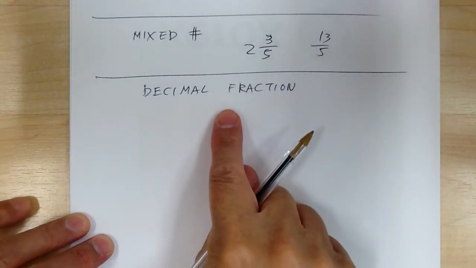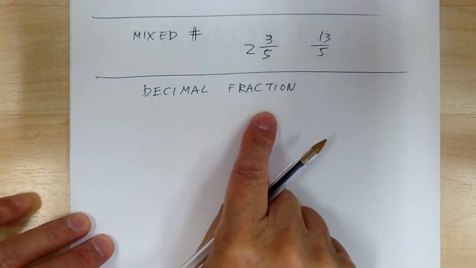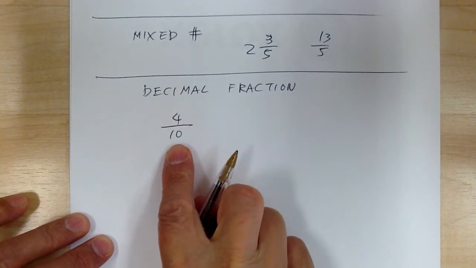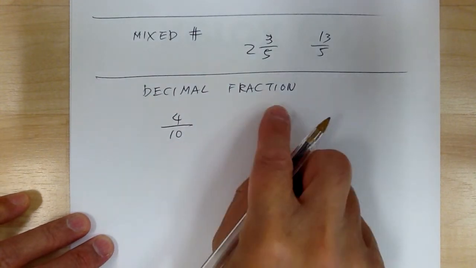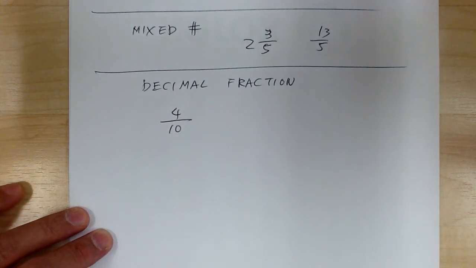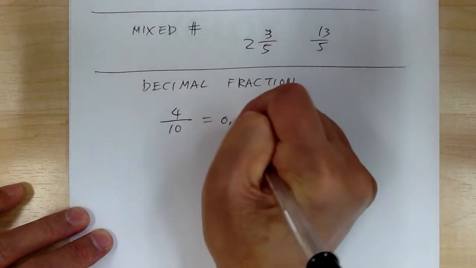Decimal fraction is a special fraction that has a denominator that is a power of 10. Okay, so for example, like 4/10. And the reason this is called a decimal fraction is because this is a special fraction that you can convert to decimal by just looking at it. So this will equal 0.4.